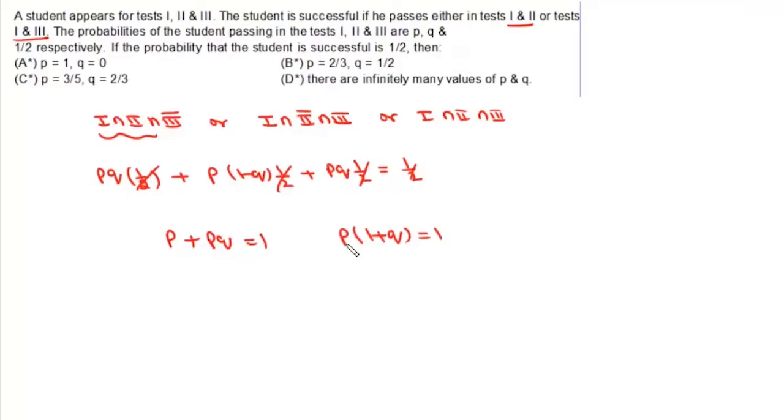If we put P as 1, Q as 0, it is satisfied. Now if we put P as 2 by 3 and Q as 1 by 2, so this 1 plus 1 by 2 will be 3 by 2, this again will be 1, so B is also satisfied. If we put P as 3 by 5, and 1 plus Q is 5 by 3, this is also true. And if we look at this, this is nothing but rectangular hyperbola, so there will be infinitely many possible values of P and Q. So all the 4 options, they are correct.